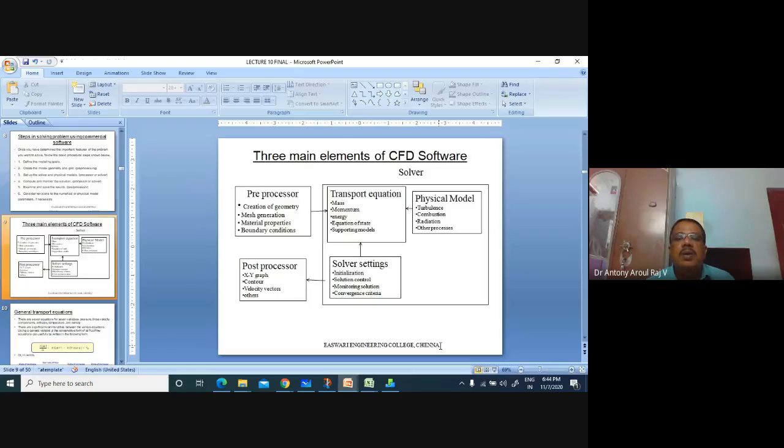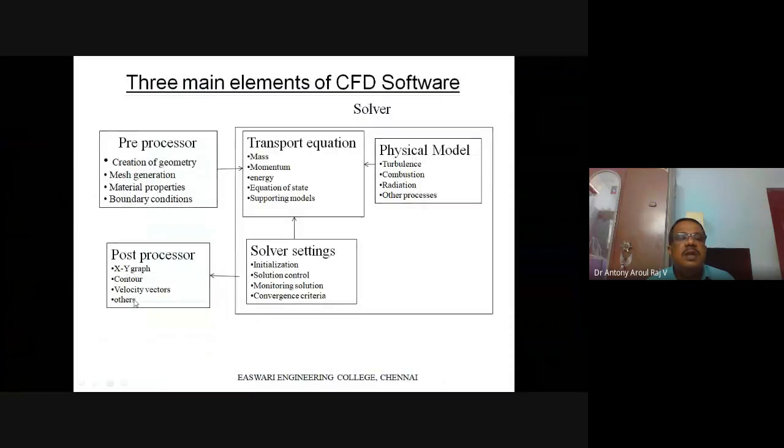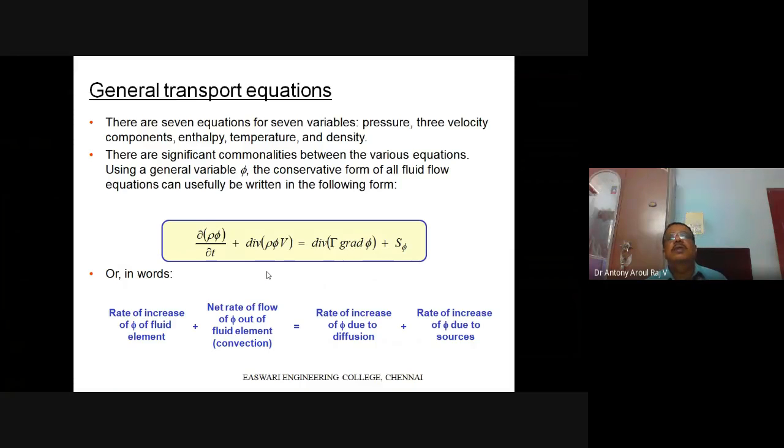After completing the solution, we will be doing the post processing. In that, we will be getting contour plot, velocity vectors, XY plot, and all these plots. Fine. So now we are going to the most important and interesting portion of the transport equation.